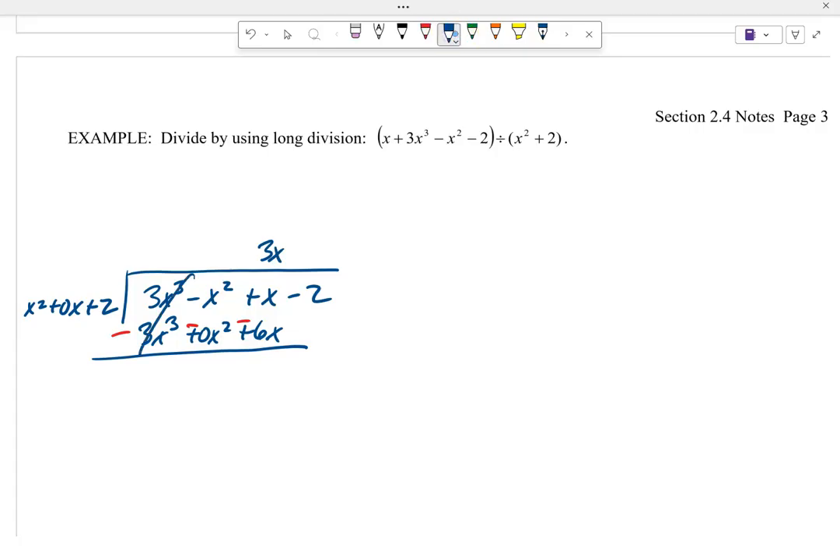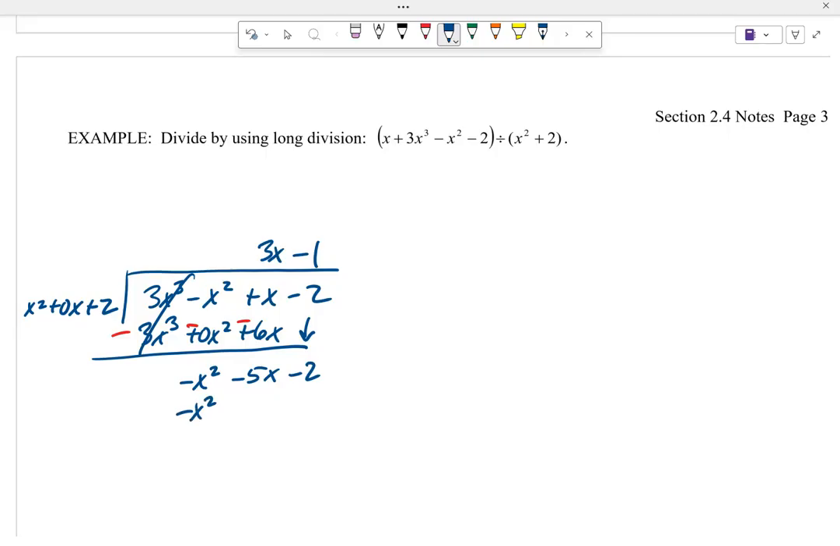So that's going to be gone. Negative x squared minus 0x squared, well, that's a negative x squared. x minus 6x, that's a minus 5x. And then we're going to bring down the minus 2. So now I'm trying to match that minus x squared. So I'm thinking, what times x squared gives me negative x squared? Hopefully you say minus 1. Negative 1 times x squared is a negative x squared.